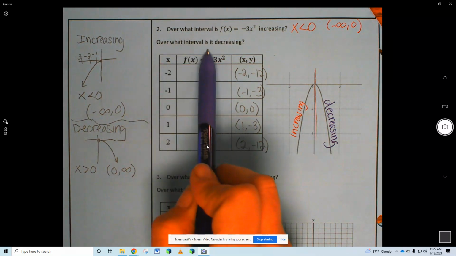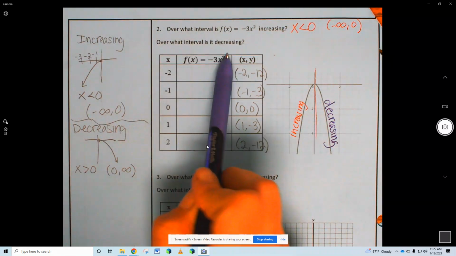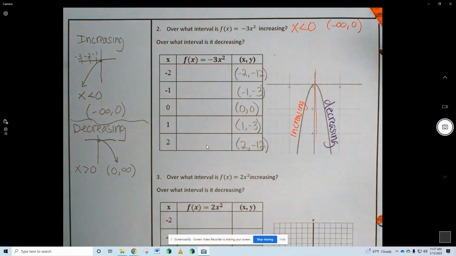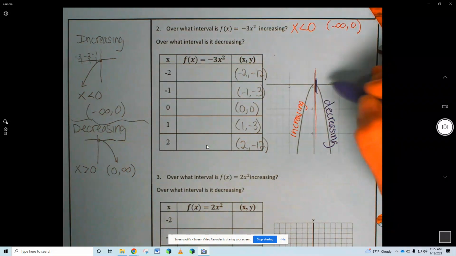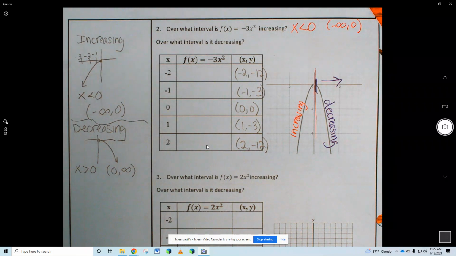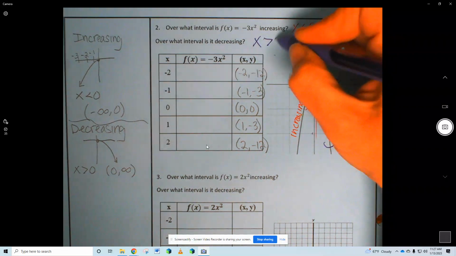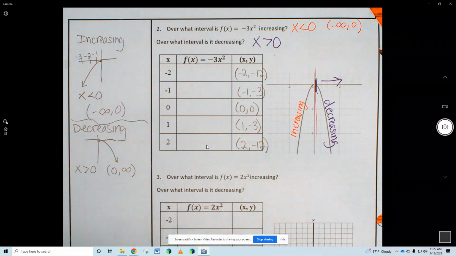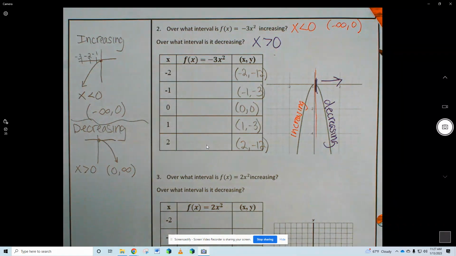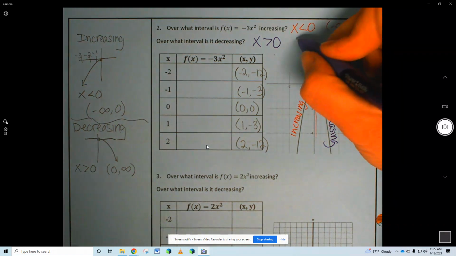Over what interval, what section between what and what is it decreasing? It starts decreasing right here, and it goes to the right. X is greater than 0. And then I would write that as 0, comma, infinity.